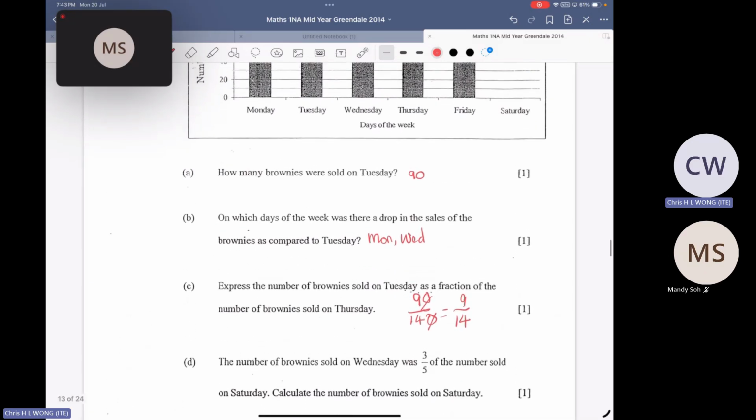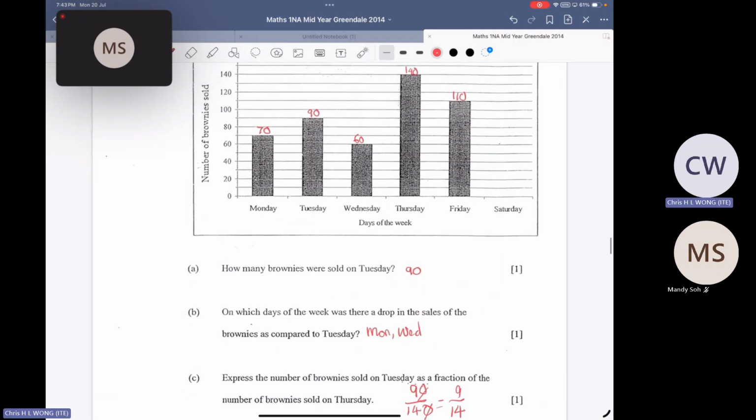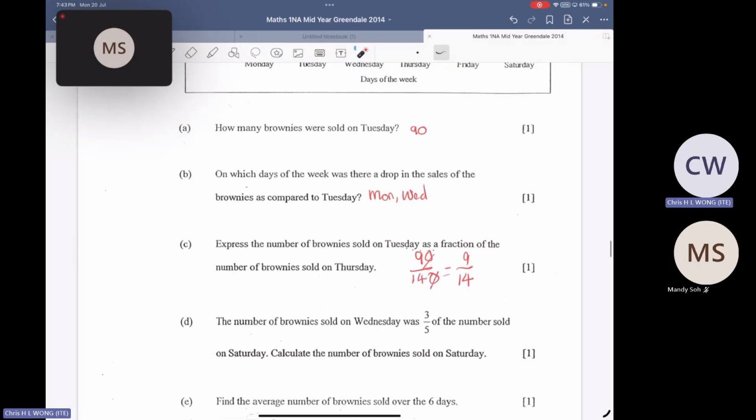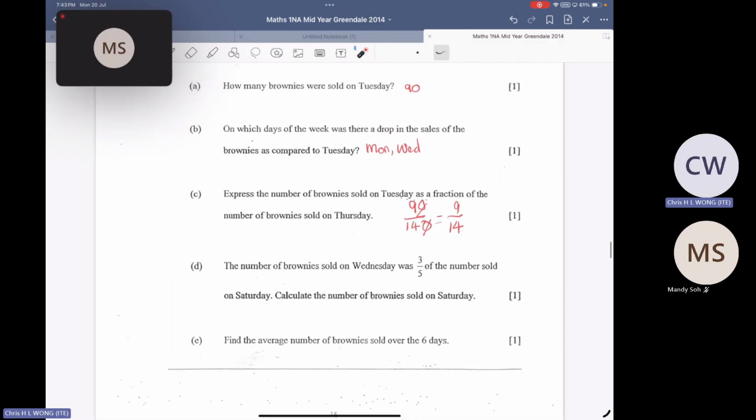The number of brownies sold on Wednesday is 3/5 the number of brownies sold on Saturday. Calculate the number of brownies sold on Saturday. Yeah. Now they never give you. Can you see? Okay, but they give you this. The number of brownies sold on Wednesday is 3/5 the number of brownies sold on Saturday. Yeah. So Wednesday, how many? Wednesday is 60. You see, now you look at this question. You just form the algebra equation. That's all, right?